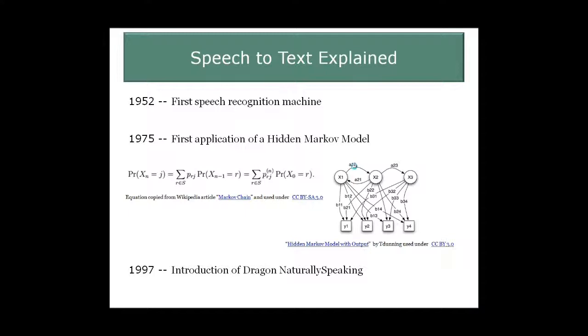The man who first applied the hidden Markov model was Dr. James K. Baker, who was doing his doctorate at Carnegie Mellon and applied the hidden Markov model to an early prototype he called Dragon. But it wasn't until 1997, 22 years later, that he successfully commercialized a continuous speech recognition system, because it took that long for computer processing power to support the requirements of Dragon Naturally Speaking.